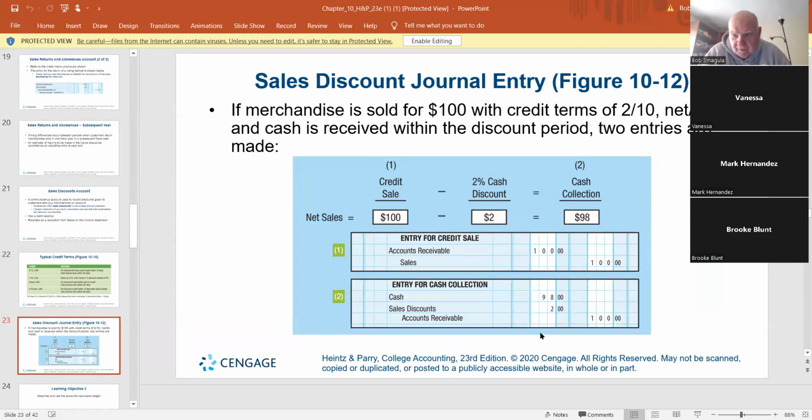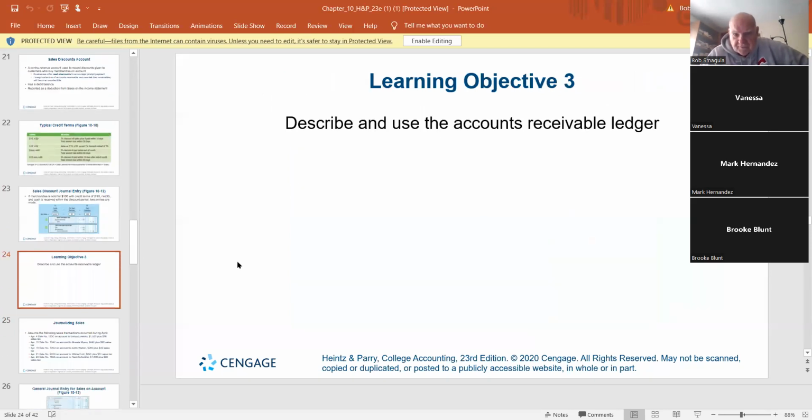Customers now paid us. They owed us $100. That comes off with a credit. We debit cash for $98, and we debit sales discount, which is the contra sales account. Now they're going to talk a little bit about the accounts receivable ledger.